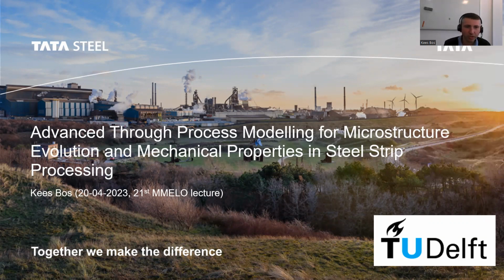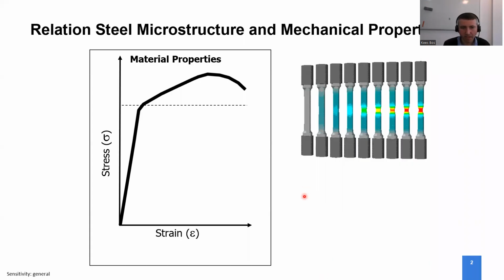So we're going to talk about advanced through process modeling for microstructure evolution and mechanical properties in steel strip processing. Just to get started, I want to start very basic. I will assume that most people in the audience are familiar with this, but quite central for our work is the relation between the steel microstructure and mechanical properties. Here, mechanical properties are illustrated by the classical tensile test. And then we can have a look at which microstructure elements have an effect on those mechanical properties.